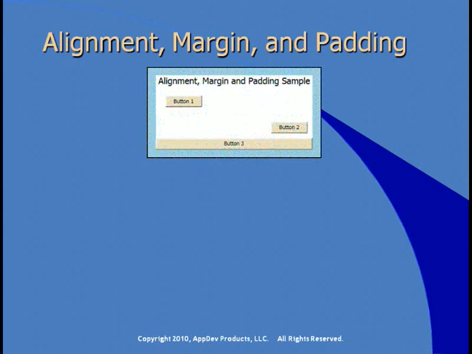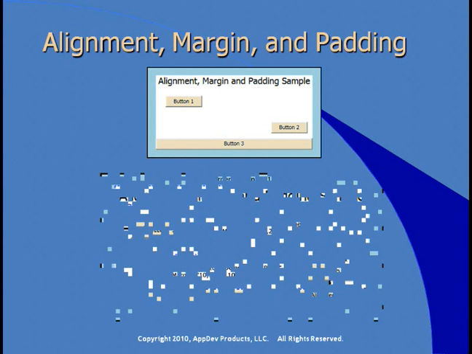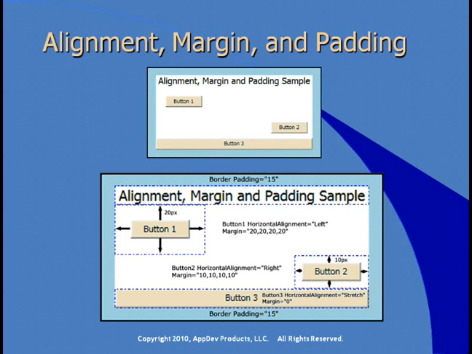So here's an example of alignment, margin, and padding. So this is what this window would look like at runtime, and here are the properties that get it this way. So you'll notice the black box around is a border, and its padding is set to 15. So then inside that is some panel. Could be a stack panel, could be a grid.